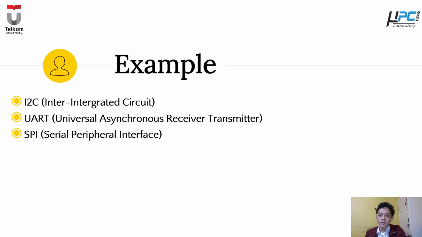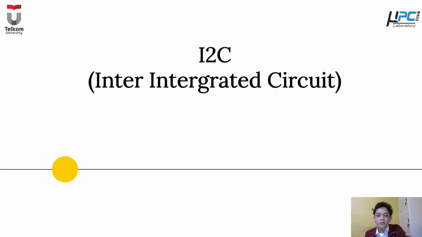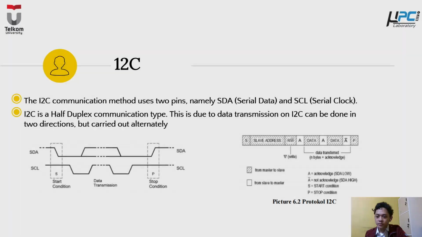There are several examples of serial communication. The first is I2C or Inter-Integrated Circuit, then UART or Universal Asynchronous Receiver Transmitter, and the last one is SPI or Serial Peripheral Interface. Next we're going to learn about I2C. The I2C communication method uses two pins, namely SDA or serial data and SCL or serial clock. I2C is a half-duplex communication type, because data transmission on I2C can be done in two directions, but carried out alternately.